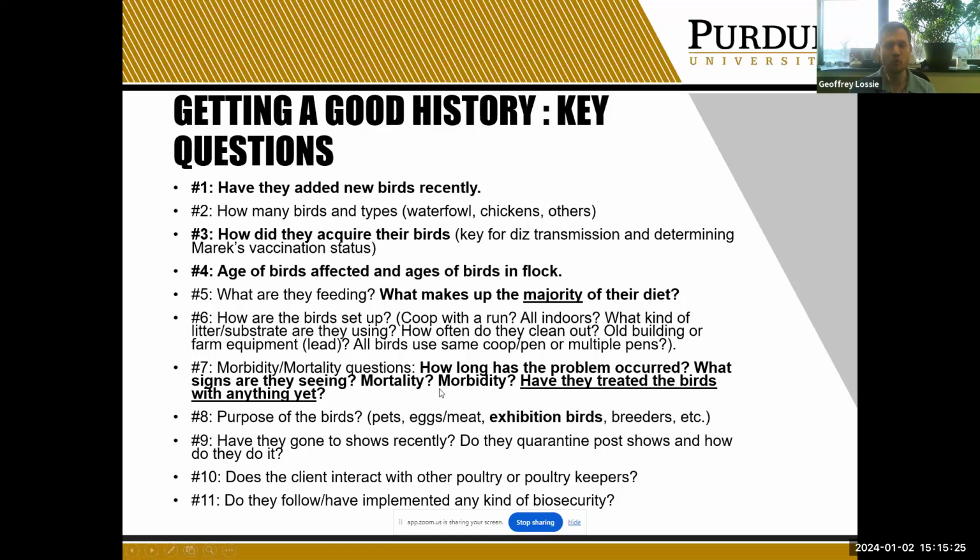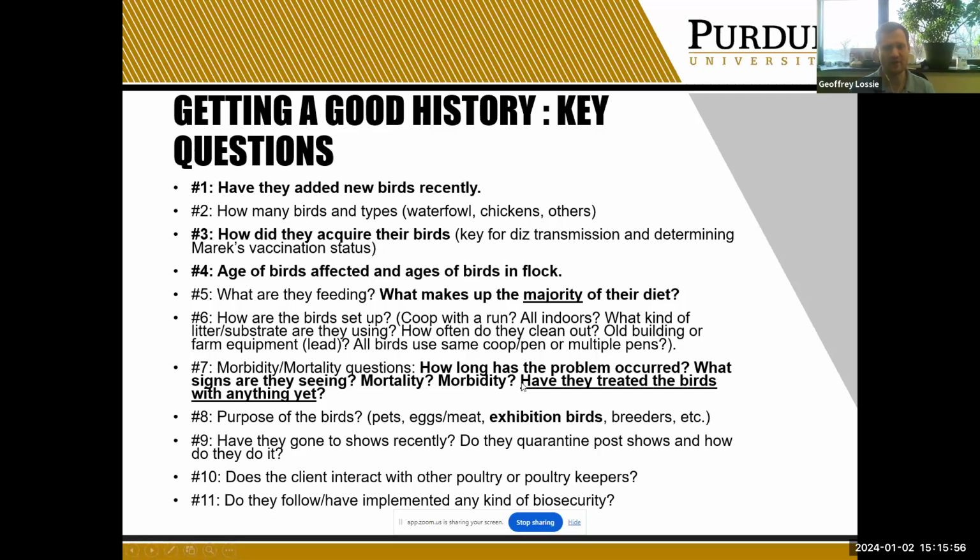And what is the morbidity? Morbidity is a term that describes the percentage of animals in a group that are exhibiting clinical signs. So let's say your clinical sign is sneezing, and half of the birds in a flock are sneezing, so your morbidity would be 50%. And if one died, your mortality would be 1 out of 50, converted to a percent.